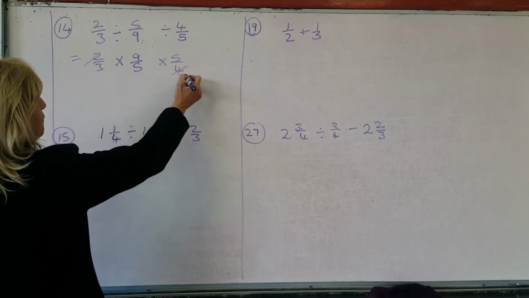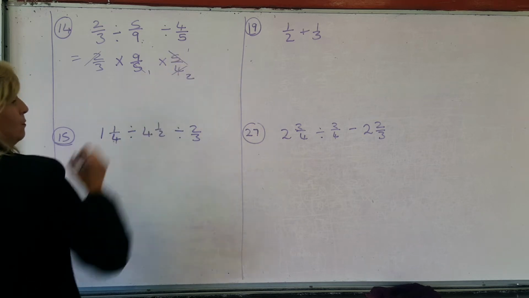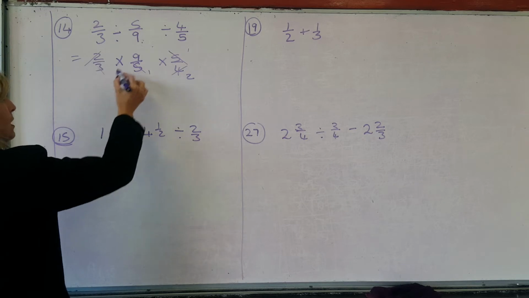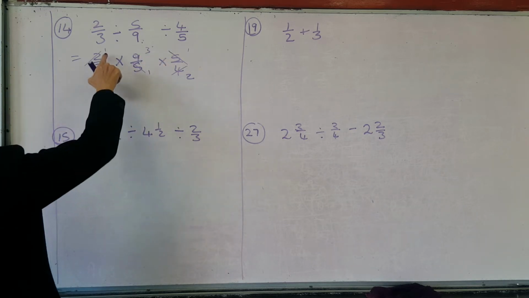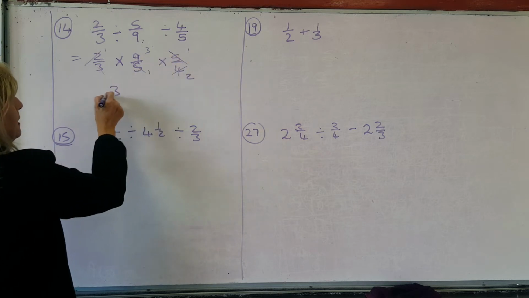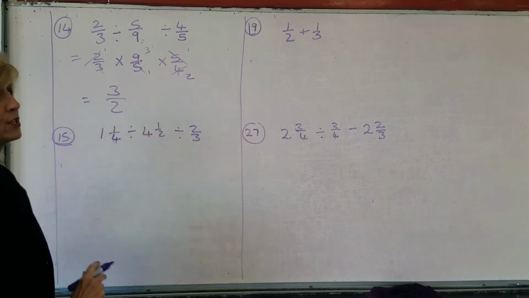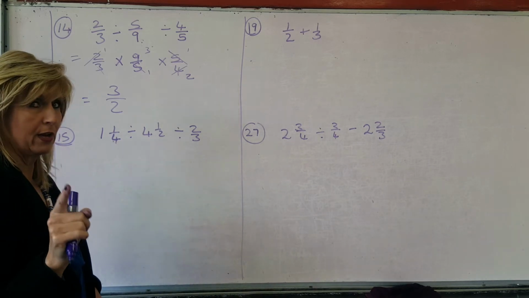So 2 gaan in 4 in 2 keer. The 5s can cancel out 1 each. Put the 1 there if you're going to get confused. And 3 goes into 9 3 times. So what's left? That's actually a 1. 1 maal 3 maal 1 is 3. 1 maal 1 maal 2 is 2. Check it on the calculator. Your calculator knows what to do. Check it. It's very clever.